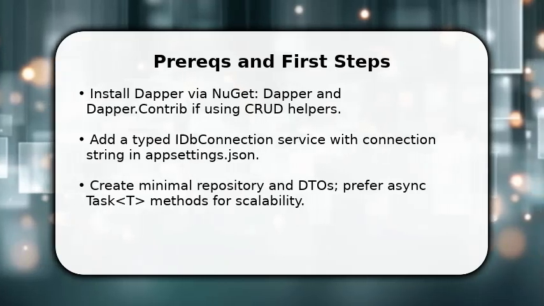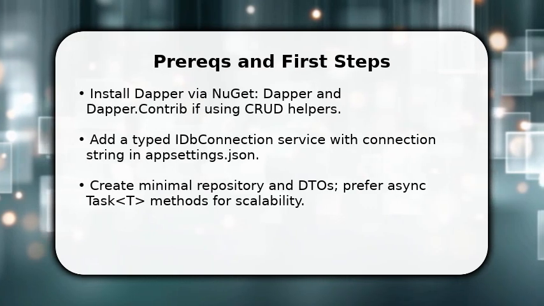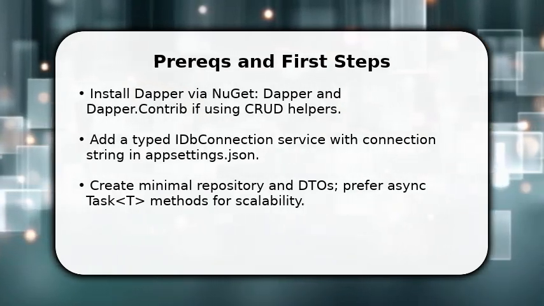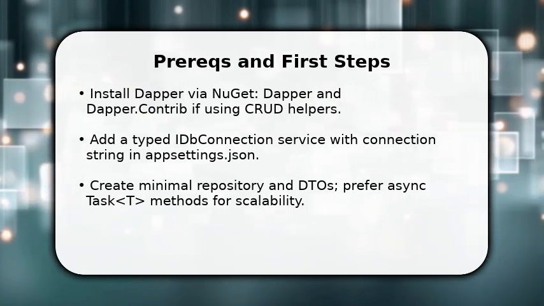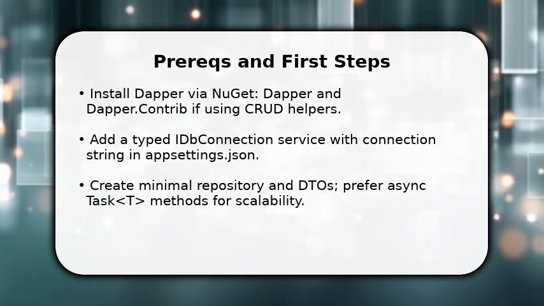You start by installing Dapper and Dapper.Contrib through NuGet. Once done, add your connection string to appsettings.json and register a typed IDbConnection in DI. Create simple DTO classes that map to your tables and scaffold a repository interface.